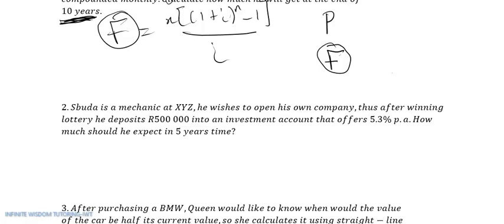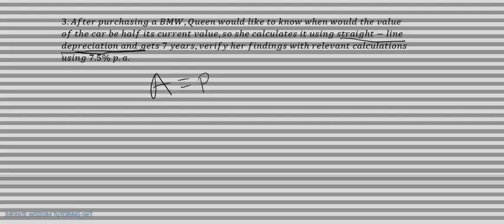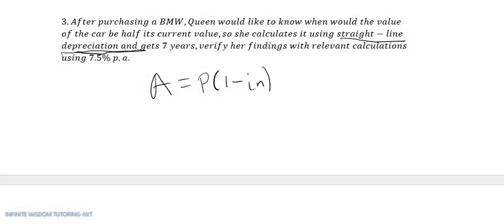And this is interest because there is no depreciation here. So is it compound or is it simple? We go and check after the percentage. Did they say compounded? Nope. Therefore, it is a simple interest. So our equation for this one will be A equals P into (1 plus i n). So this is the simple interest formula.